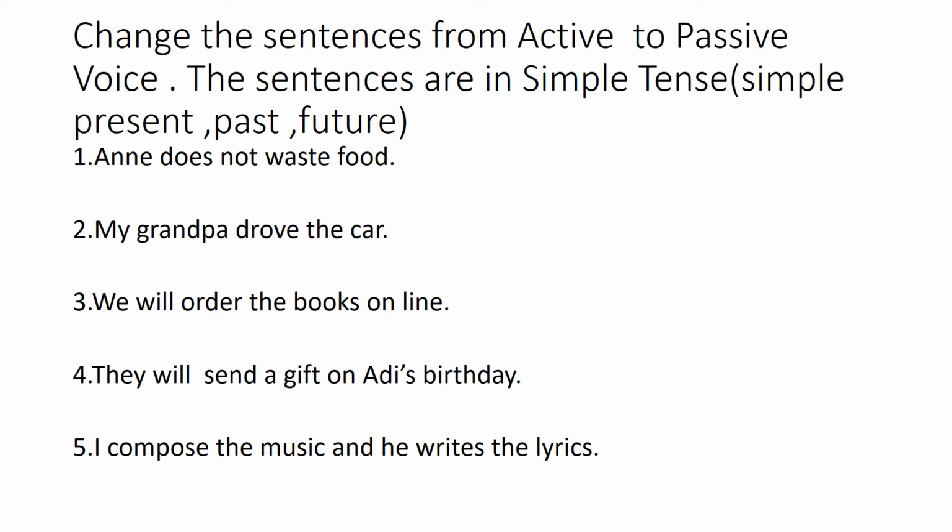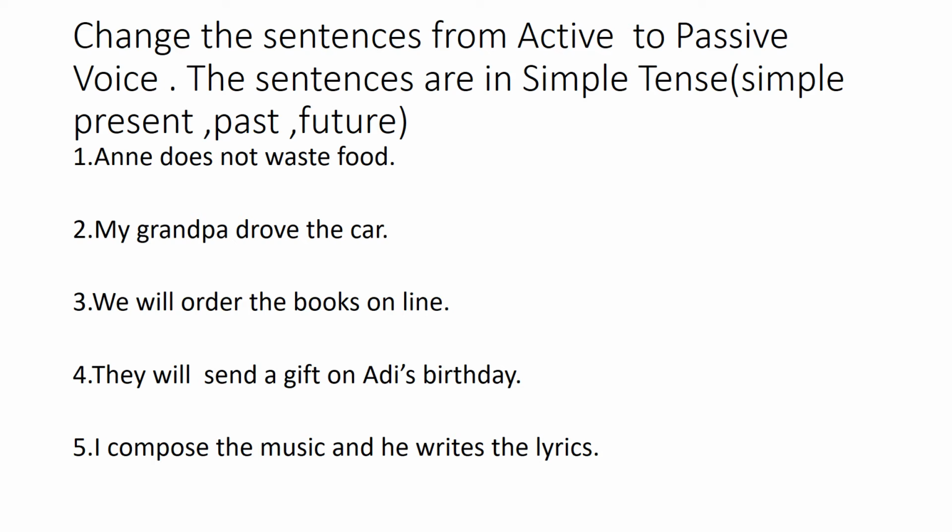Fourth example, they will send a gift on Adi's birthday. Here we have they as the subject, a gift, object, that is direct object. Adi's birthday also is object, it is indirect object. So we can write a gift will be sent on Adi's birthday by them. We can also say on Adi's birthday a gift will be sent by them.